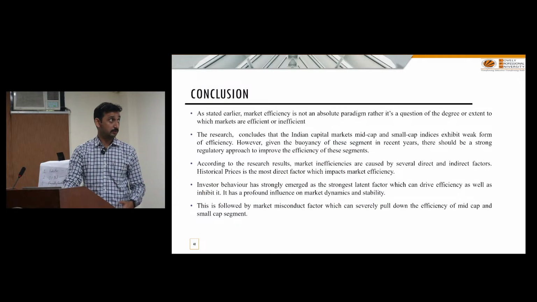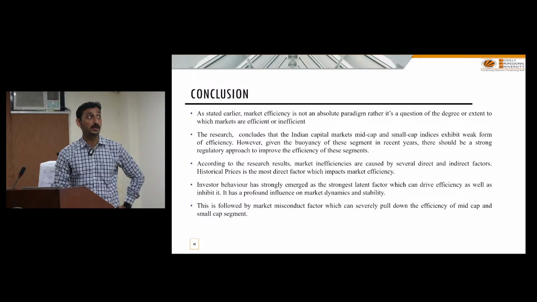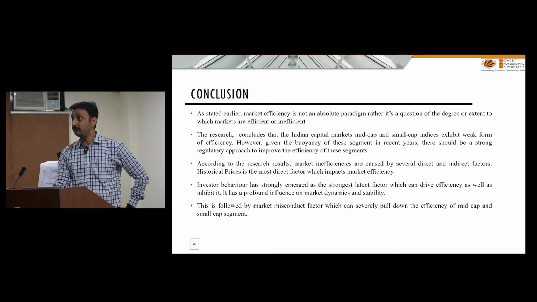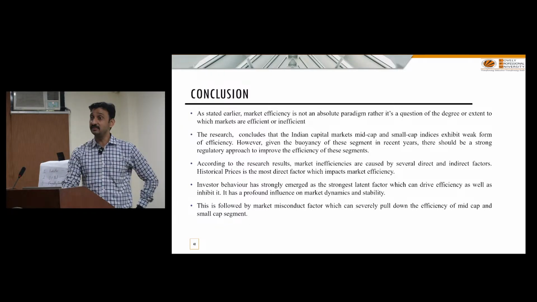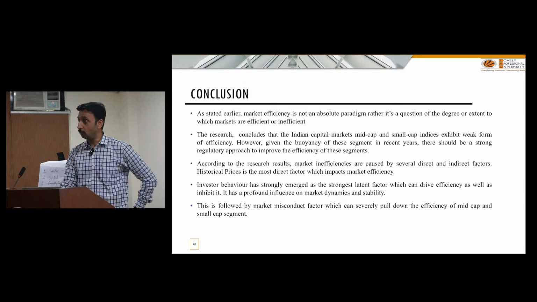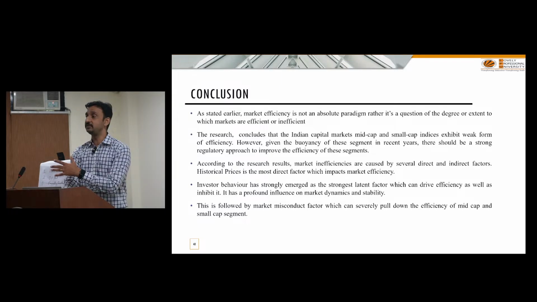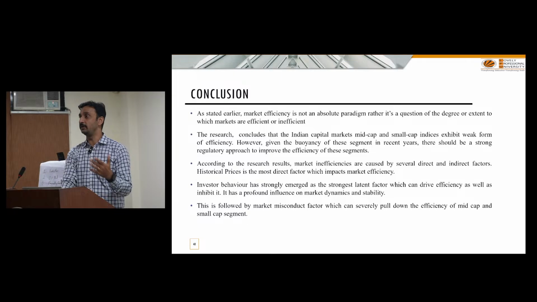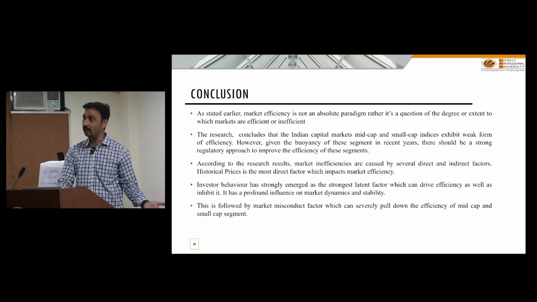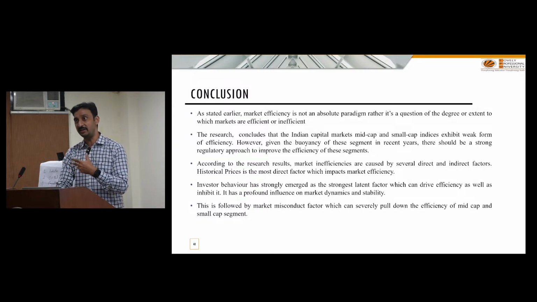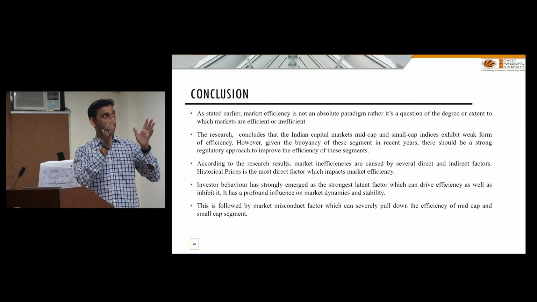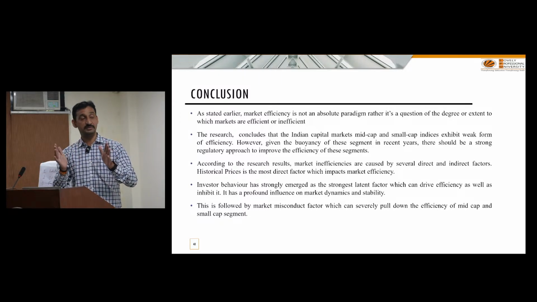As stated earlier, market efficiency is not an absolute paradigm. Definitely I can say that this is specific to the scope of the project and the scope of the period. Maybe from 1st Jan 2008 to 31st December 2023, the market falls in a weak form of efficiency. Maybe from 1st Jan 2013 to today, the market falls in a semi-strong form. This is a very relative term, so we can say that this is something which we have defined here.